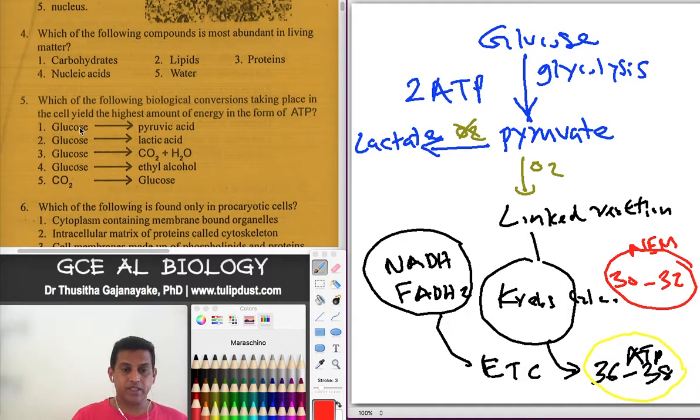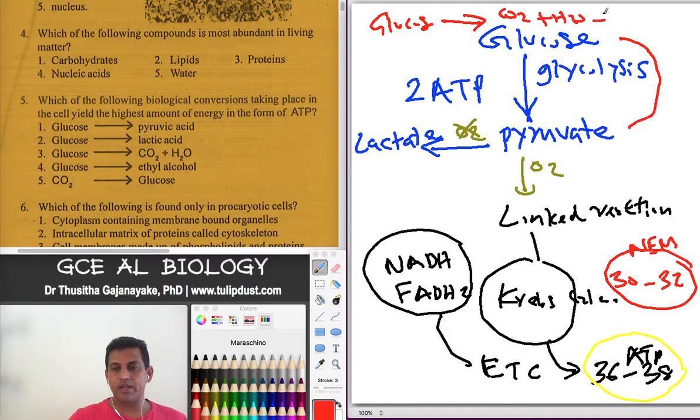Highest production: glucose to pyruvic acid is not much, 2. Glucose to lactic acid, anaerobic respiration, is still 2. Glucose to carbon dioxide and water, that means complete breakdown of glucose, respiration, that we write as glucose, carbon dioxide, water and energy. That is the highest energy. That's the whole process to the end, could be 36 to 38.